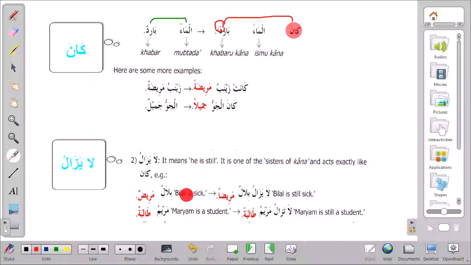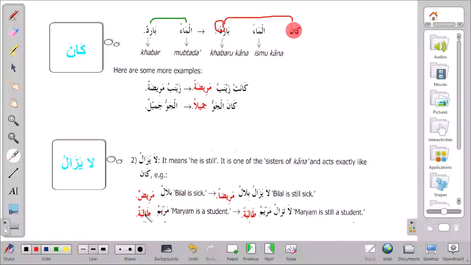So let's look at an example on that. Bilalun maridun. Bilal is sick. Just look at this example here. Bilalun maridun. Bilal is sick. If I want to say Bilal is still sick, I hope that is clear. Bilal is still sick, meaning he was sick and up until now he is still sick. So if I want to say that he is still sick, I'll say la yazalu. I'll just add la yazalu to this sentence, but of course the same grammatical implications will apply here. So la yazalu Bilalun maridun. You see here mansub. Okay, maridun. So the same implication.